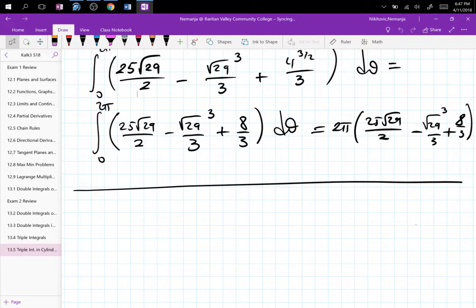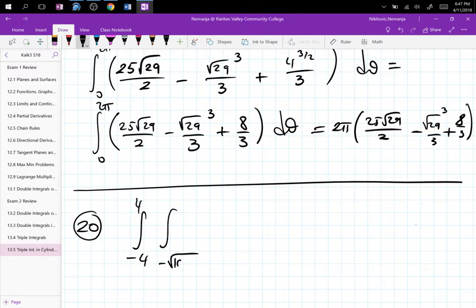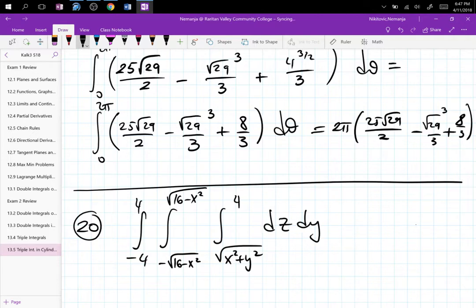How about we change the rectangular integral into a cylindrical integral, so it's easy to integrate? Let's talk about problem number 20. You have a triple integral from -4 to 4, then another integral from negative root 16 minus x squared to positive root 16 minus x squared, and then the third integral from square root of x squared plus y squared to 4, dz, dy, dx.